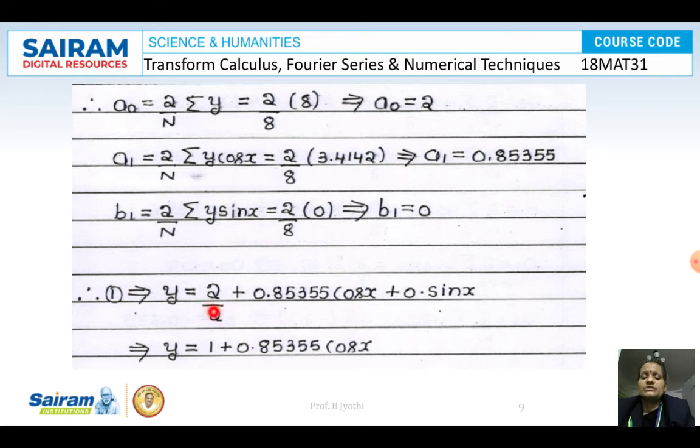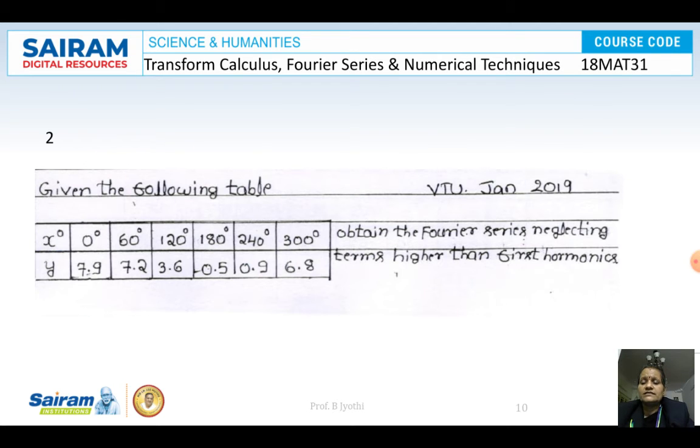Then let us substitute in the y function, that gives us 2 by 2 plus 0.85355 of cos x plus 0 into sin x. Now this gives us 1 plus 0.85355 of cos x. That is the value of y, we get it. Next, let's see the second problem.